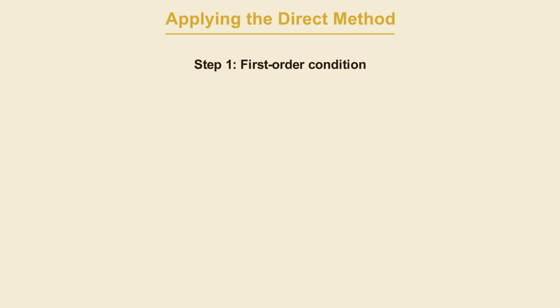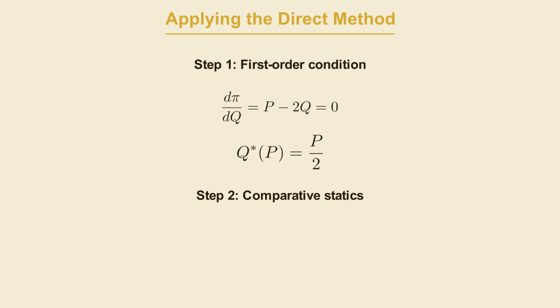Now we apply the first order condition. The derivative of profit with respect to Q is P minus 2Q. Setting that equal to 0 and solving for Q, we get that Q star, the optimal quantity to produce, equals P over 2. That's the optimal quantity at any given price as a function of the price. Now here's where comparative statics actually happens. We have Q star written as an explicit function of P. So we can take the derivative of that function with respect to P directly. dQ star dP equals 1/2, and that's the answer. The optimal quantity rises by half a unit for every dollar of increase in price.